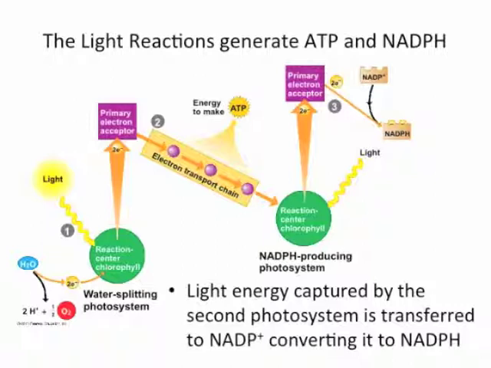They say, where do electrons originate that replace the electrons lost by the first photosystem? They say splitting of water. They say, where do the electrons come from that replace the electrons lost by the second photosystem? They say electron transport chain, something like that. So, okay, those are kind of the concepts I want you to get.